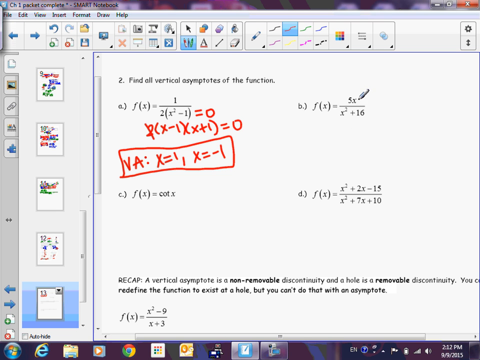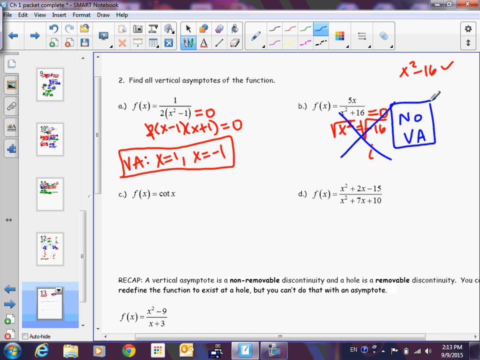Okay, what about B? Nothing cancels, but does the denominator factor? It's tricky. It doesn't actually factor. Difference of squares factors, but sum of squares does not factor, and I'm going to show you why. Let's subtract the 16 over to the other side. We get x squared equals negative 16. Then we square root. What are we creating here? Imaginary number. And the good thing for us is we do not deal with imaginary numbers in here at all, ever. So we can say there are no vertical asymptotes.